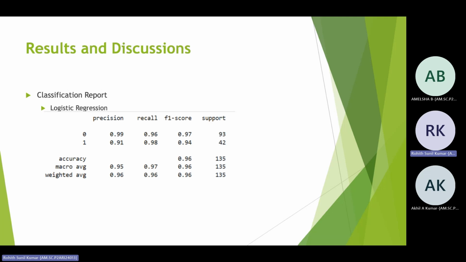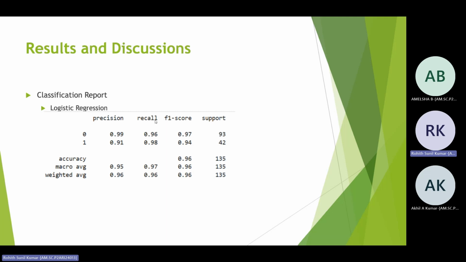So here now we'll discuss the classification report. Here is the classification report of logistic regression. Here we have 2 classes, 0 and 1. The first column is precision. It is the ratio of true positives to the total predicted positives for each class. For class 0 we have 99%, and for class 1 we have 91%.